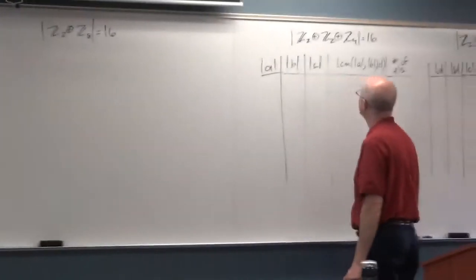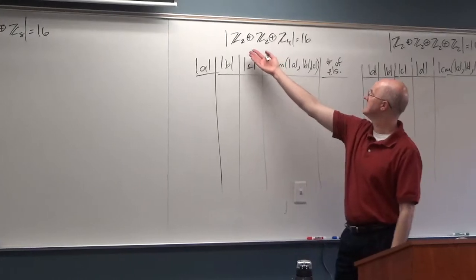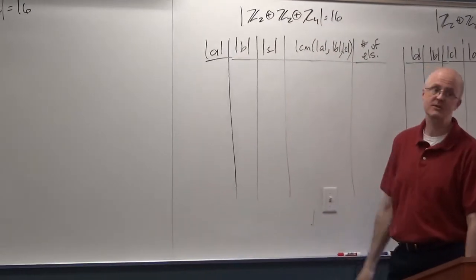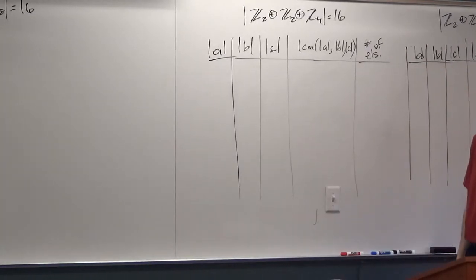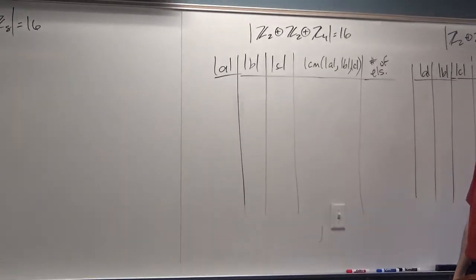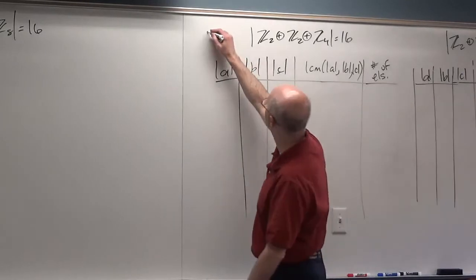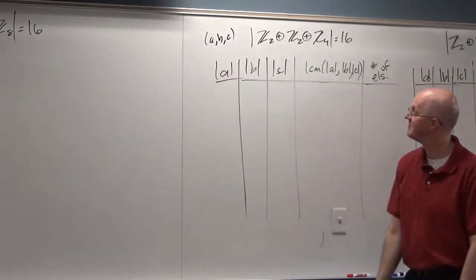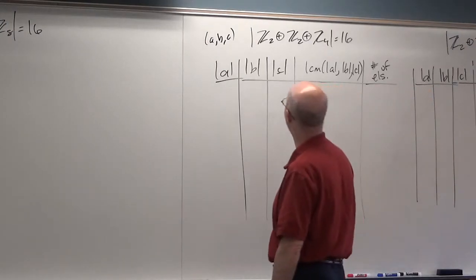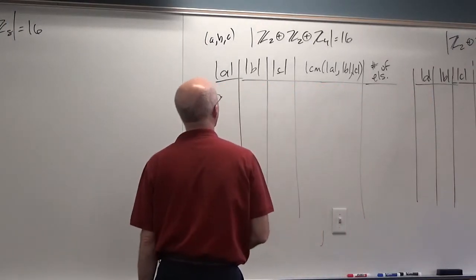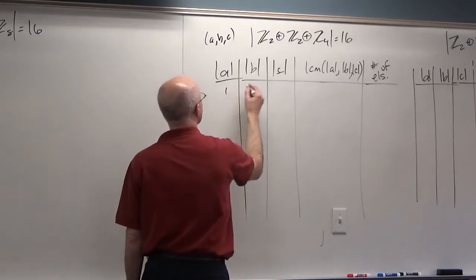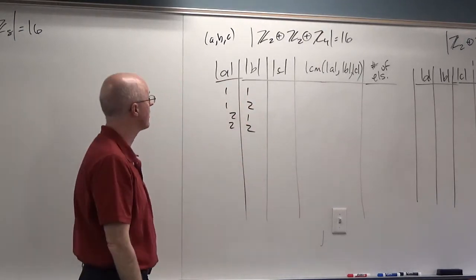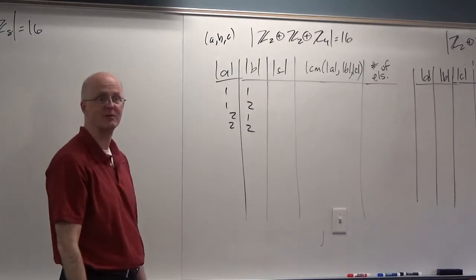Coming over here, external direct product of Z2 with Z2 with Z4. It does have 16 elements, 2 times 2 times 4. Elements of this external direct product have 3 components, A, B, and C. The possible orders for A and B are 1 and 2. All possible orders for C are 1, 2, and 4.